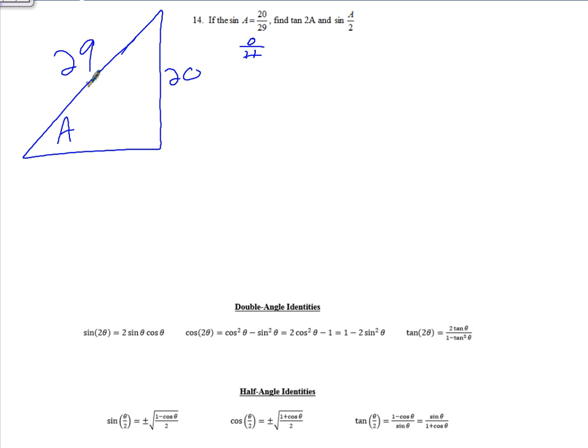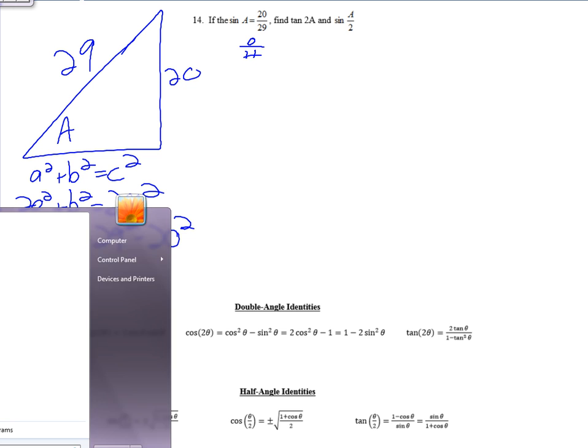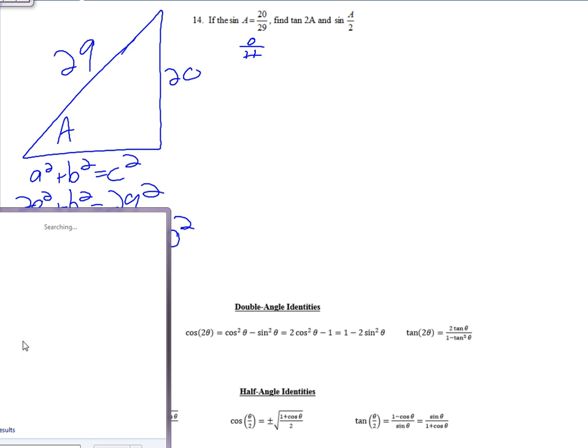If I want to solve for that missing side, you could do a squared plus b squared equals c squared. So I have 20 squared plus b squared equals 29 squared. B squared equals 29 squared minus 20 squared. And for this, you could just punch that into your calculator. Let me pull mine up real quick.